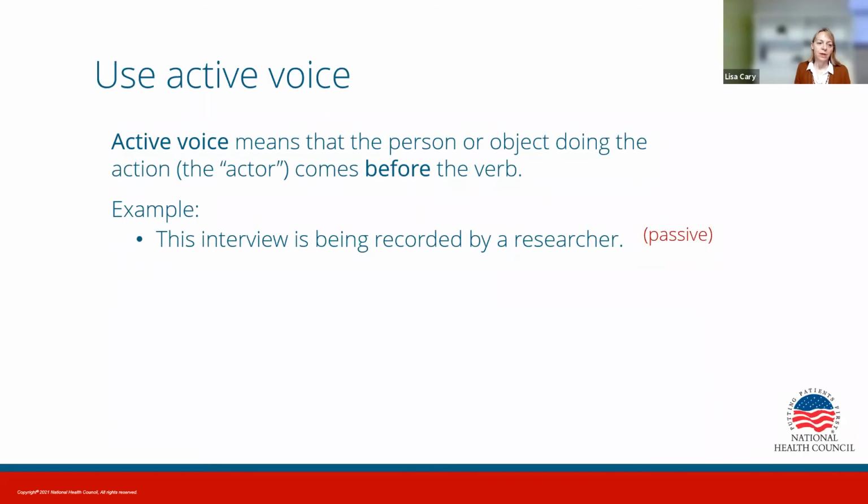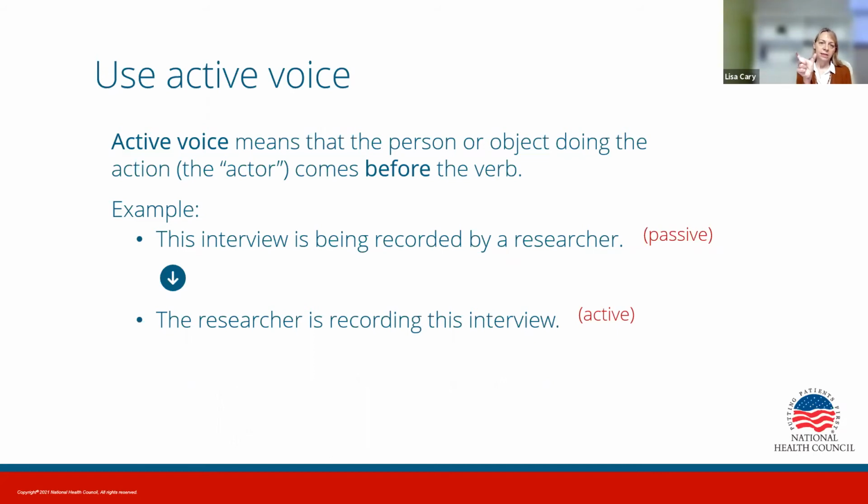So for example, this is a passive sentence. This interview is being recorded by a researcher. The researcher is the actor, and that's way at the end of the sentence. So instead, to be active, we would say, the researcher is recording this interview. It makes sentences shorter and just a lot more direct.